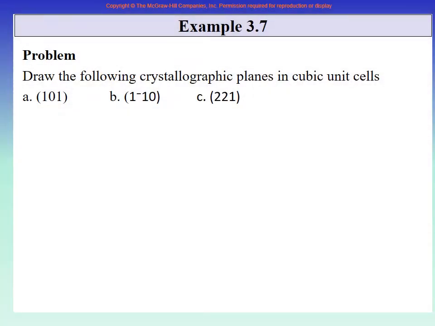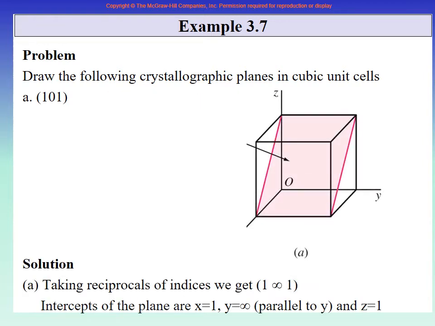So by now you must have solved them yourself. Let us see one by one. So we have 1, 0, 1. So x-intercept 1, y-intercept infinity, it is parallel, z-intercept 1, right? So you make 1 point here and you make 1 point here.